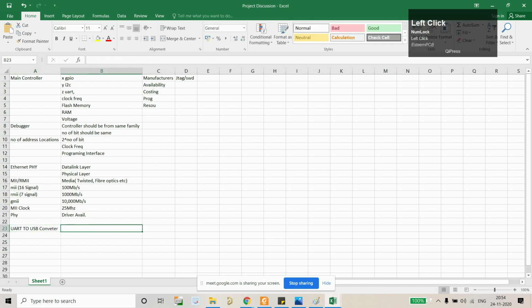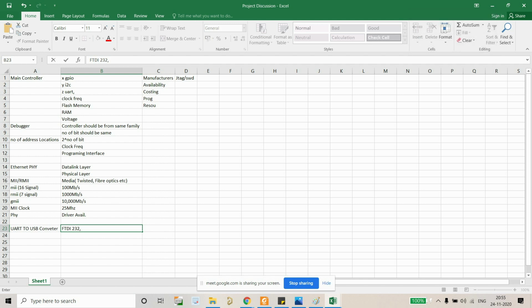The one is very popular. It is the FTDI chip, and I guess its part number is FTDI 232. That is a very common chip that we use for UART to USB converter. Now another chip, which is rarely used by people, but I will tell you why it is very advantageous for a hardware designer.